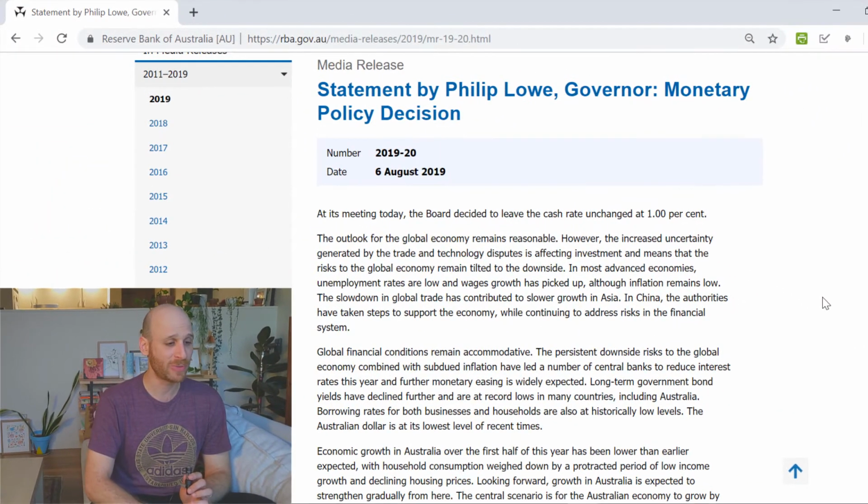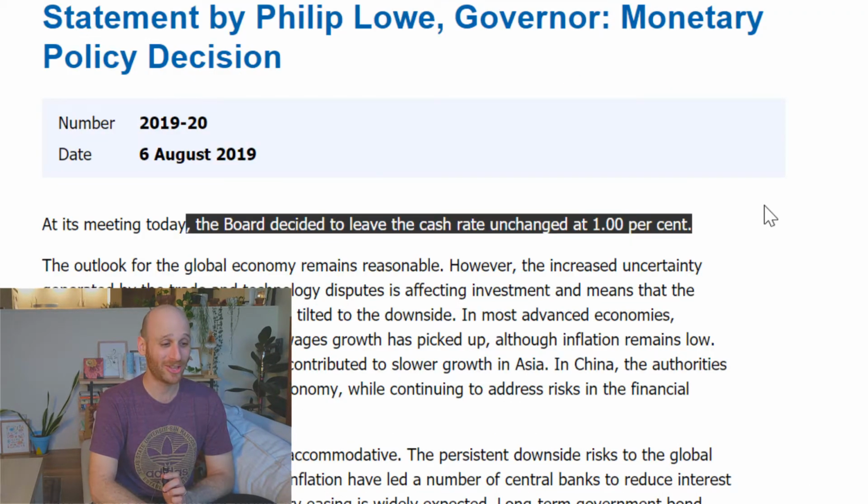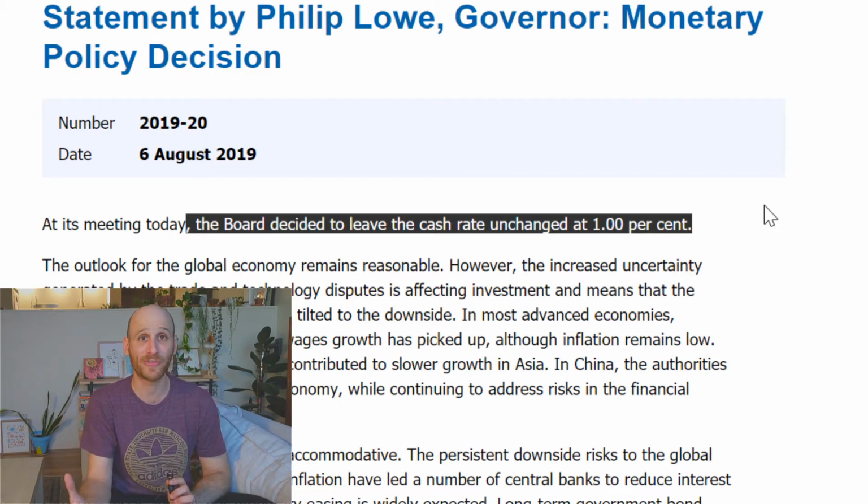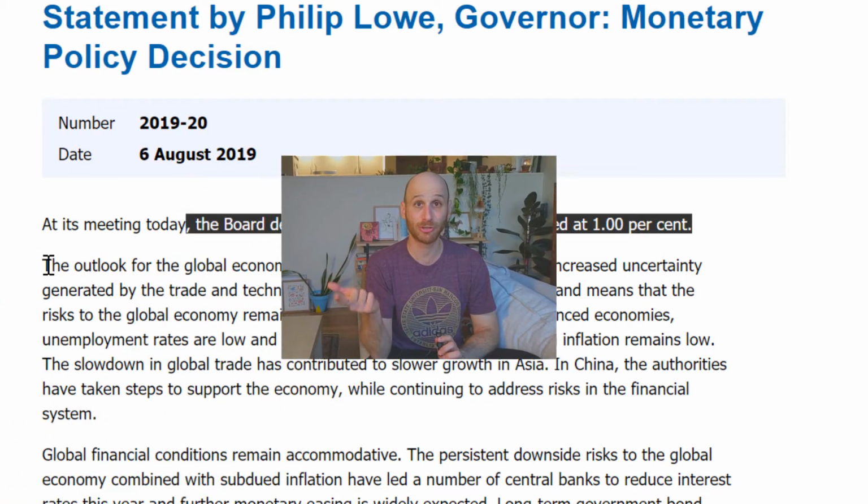So here we are with the statement. You can see statement by Philip Lowe, Governor, Monetary Policy Decision, and you can see it's the 6th of August 2019. Obviously the headline message here, the board decided to leave the cash rate unchanged at 1%. That was after two consecutive 25 basis point cuts in June and then July.